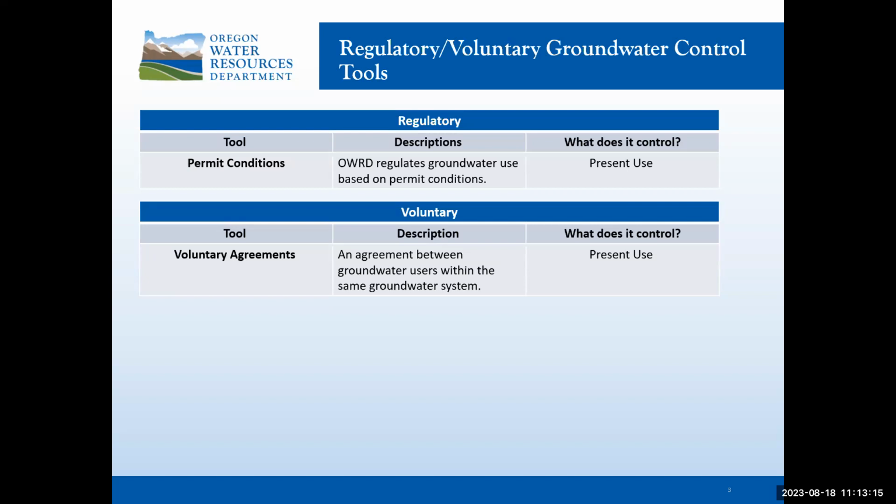And the last tool is actually a voluntary tool. And this tool can be used in coordination with any of the other tools. It's an agreement between groundwater users within the same groundwater system to specify how groundwater will be used. And that tool pairs nicely with the critical groundwater area in that it controls present use as well. So a voluntary agreement could be used alongside a critical groundwater area to allow for voluntary management of water as opposed to regulatory management of water use.